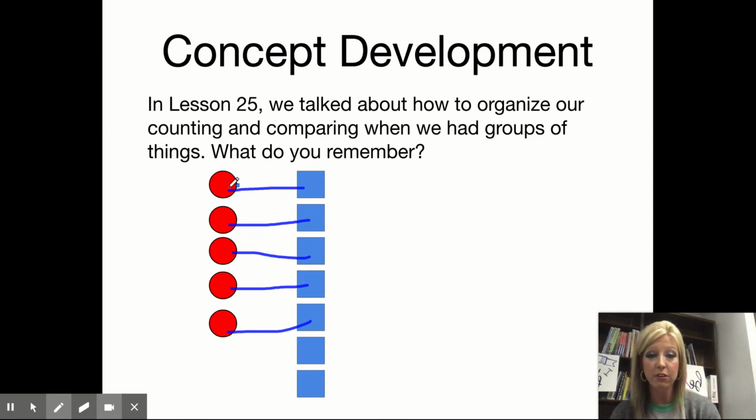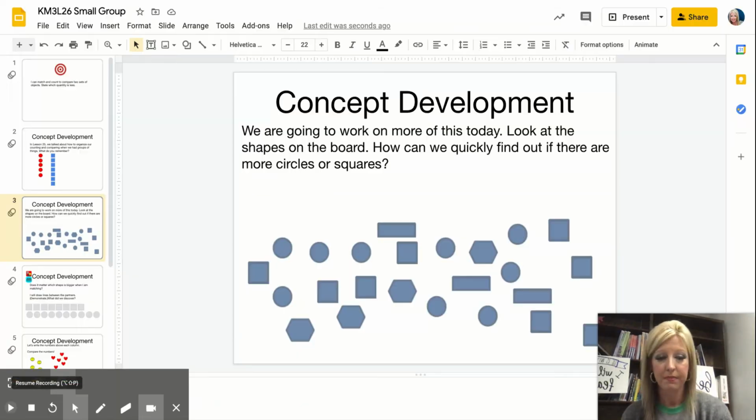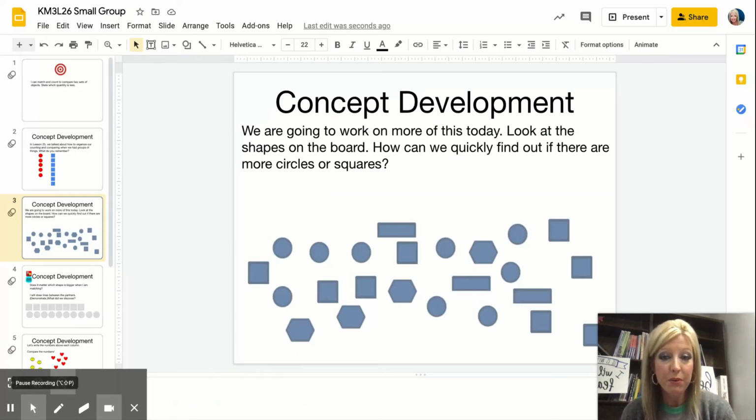If we count our circles, we have 1, 2, 3, 4, 5. If we count our squares, we have 1, 2, 3, 4, 5, 6, 7. So our model told us that we had more squares than circles, but we also could tell that by counting them or by matching them. We're going to work on more of this today.